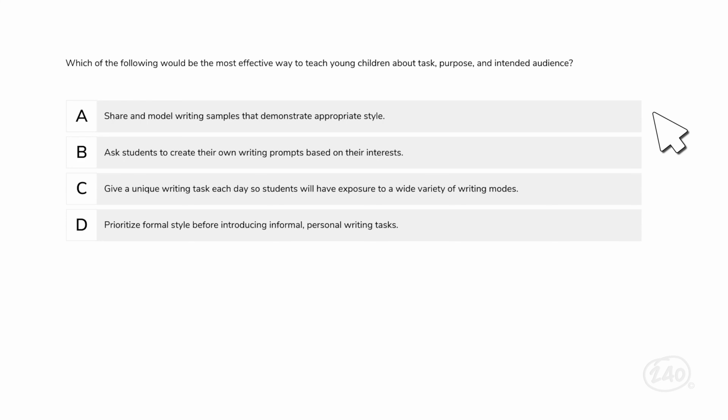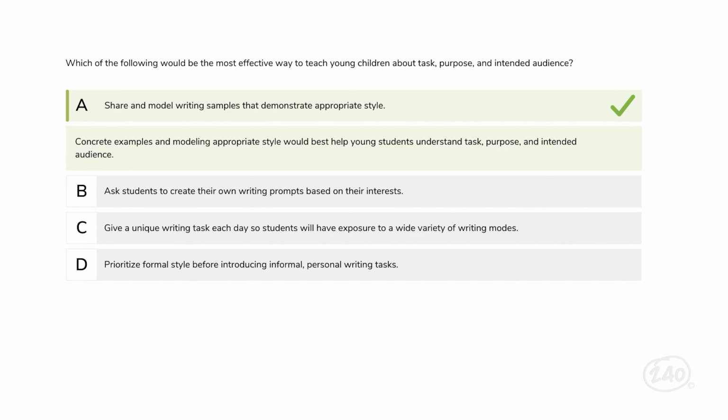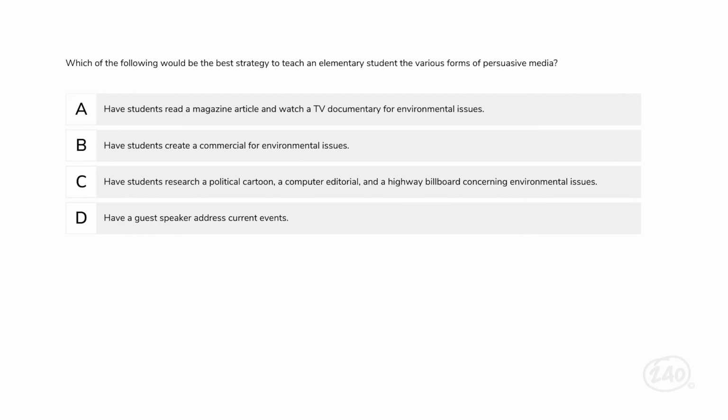This one's the right answer. Concrete examples of modeling appropriate style would best help young students understand task, purpose, and intended audience. Moving on to competency 9. Which of the following would be the best strategy to teach an elementary student the various forms of persuasive media?